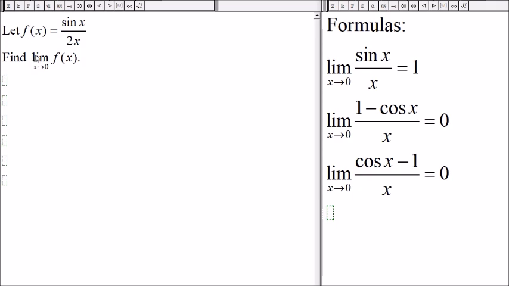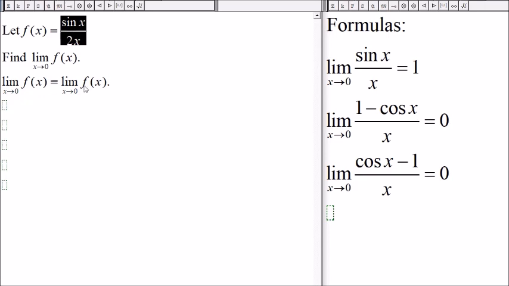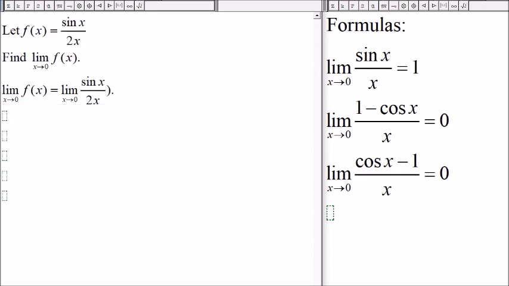And so to find the limit for this function, we have f of x is sine of x divided by 2x, and then we can rewrite this as 1/2 times sine of x divided by x.